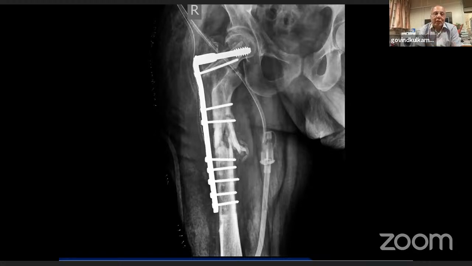That replacement with a long stem is one option for this. Secondly, comments on this plating. It needs a longer plate, still longer plate, and you have an anterior plate also, probably. I would suggest we do in such cases dual plating and bone grafting, of course.